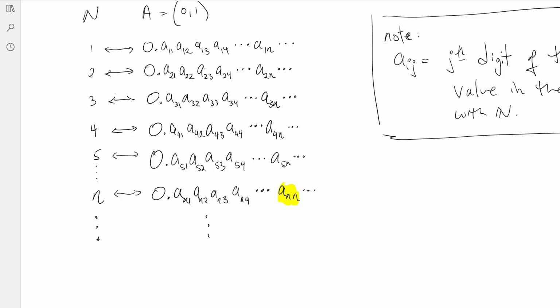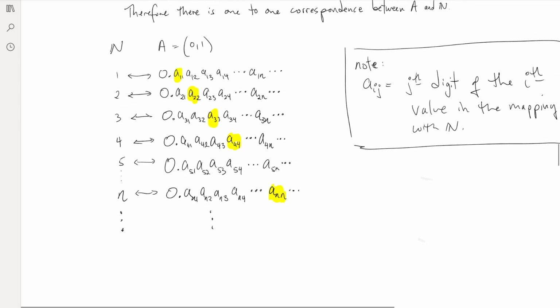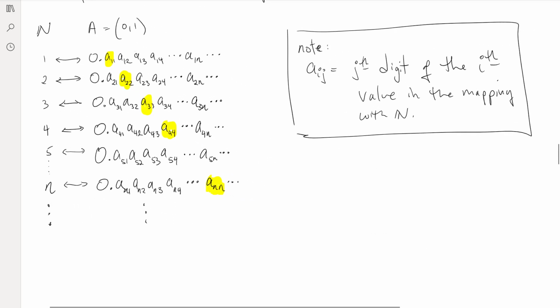To do that, I'll focus on each of these digits right here, A11, A22, A33, A44, A55, and all the way up to A sub nn, and I'm going to construct a value based on what happens to be in those numbers. We'll call this new value D, which we're going to say exists somewhere that just can't be on this list. It has to be beyond any possibility of being on this list.